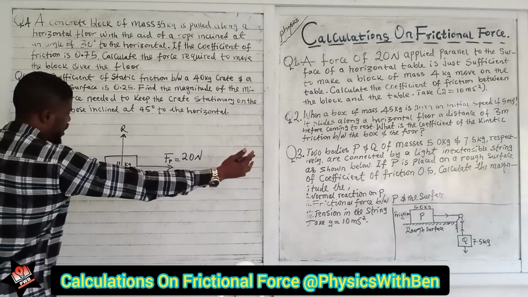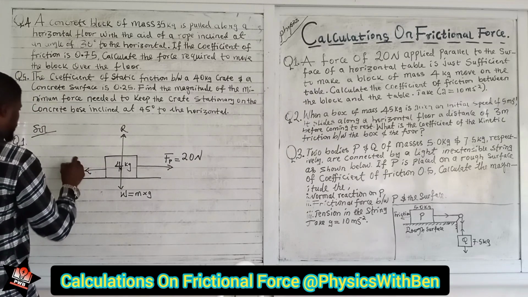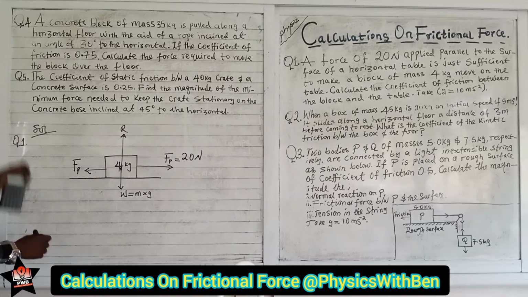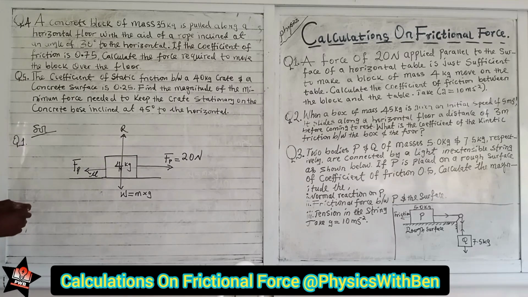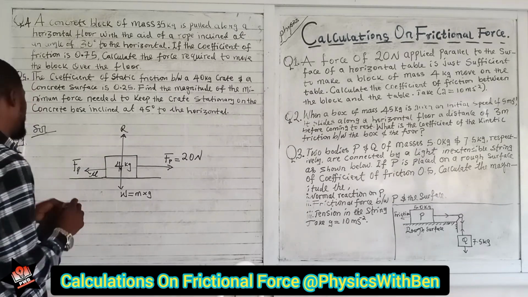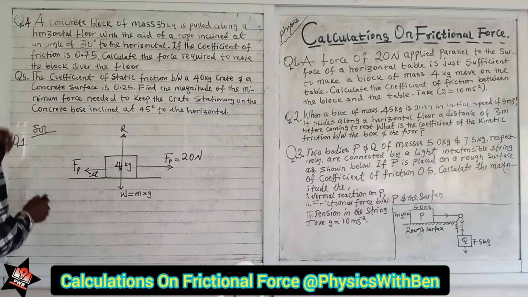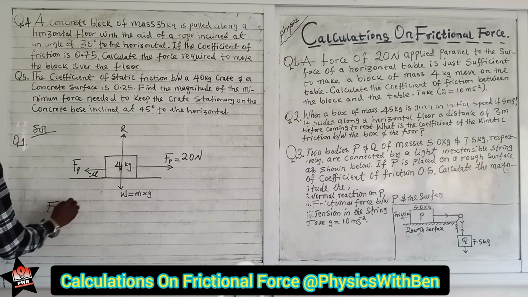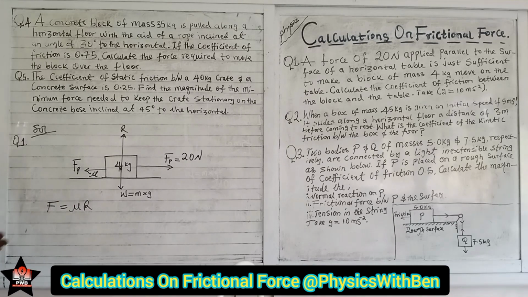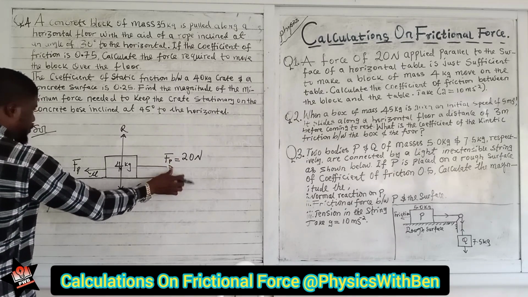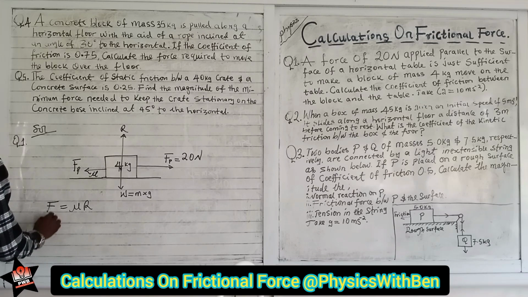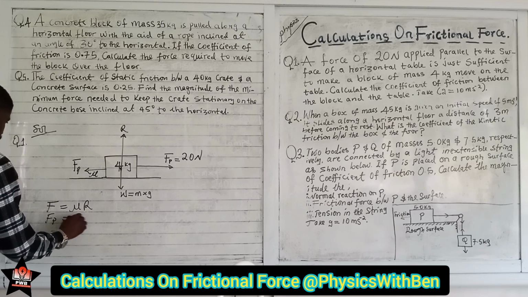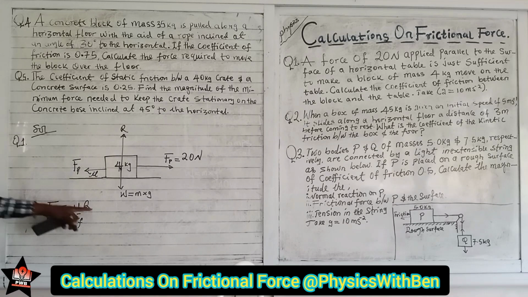If the block is pulled this way, the frictional force will act this way. So this is my F, my frictional force. And in between here, the coefficient of friction, the mu. They ask us to calculate the coefficient of friction. Given that F is equal to mu R, where mu is the coefficient of friction, and from here we know that the pull force is equal to the frictional force. So we write that the pull force F is equal to the frictional force, which is equal to mu R.